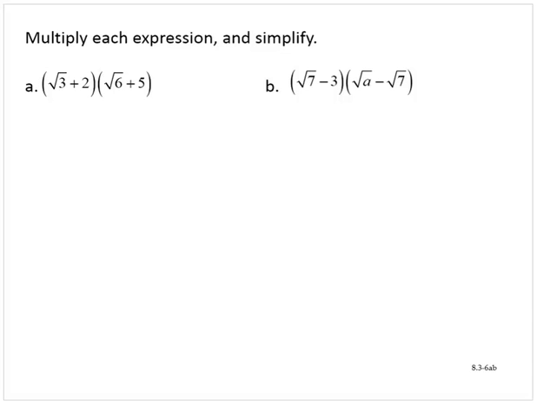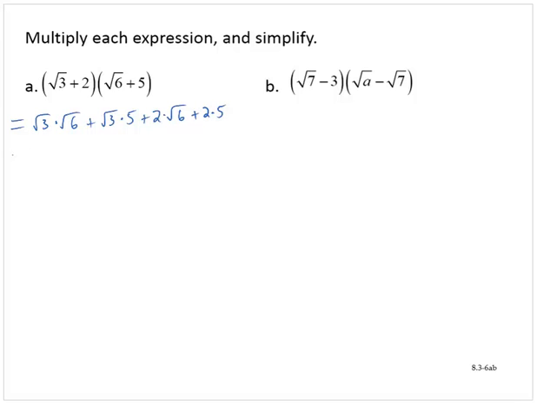Multiply each expression and simplify. In exercise A, we have the square root of 3 plus 2 times the square root of 6 plus 5. So I'm going to apply multiplication of polynomials, the FOIL concept here, and I would have the square root of 3 times the square root of 6 plus the square root of 3 times 5 plus 2 times the square root of 6 plus 2 times 5.